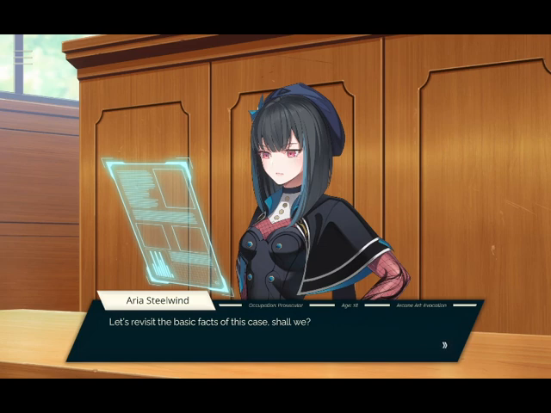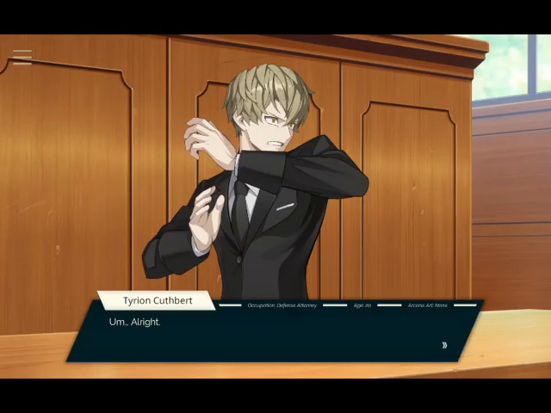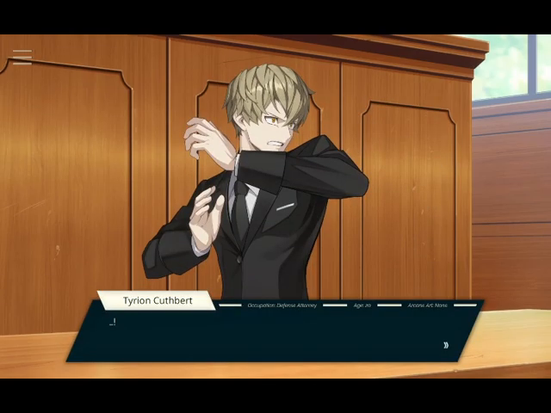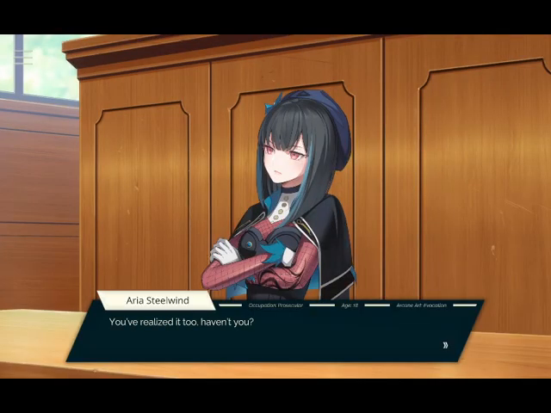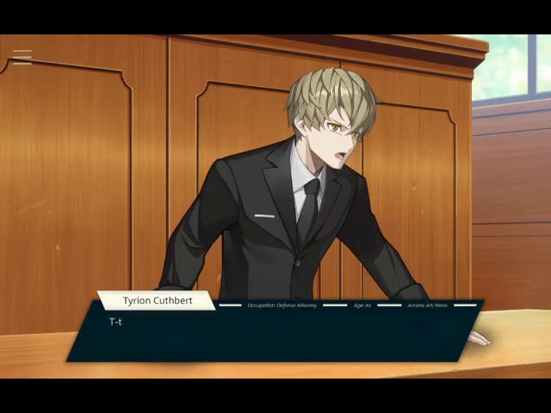Let's revisit the basic facts of this case, shall we? Flynnhart McCoy was murdered using a blade with a transmutation spell active on it. Mr. Cuthbert, why don't you tell me the spells that Lord Pierce knows? Alright. His spells are Prestidigitation, Conjure Light, Conjure Water, Frost Wave, and Shape Liquid. You've realized it too, haven't you? Lord Pierce doesn't know any transmutation spells that can be channeled through a solid object. What? Well, that can't be right.